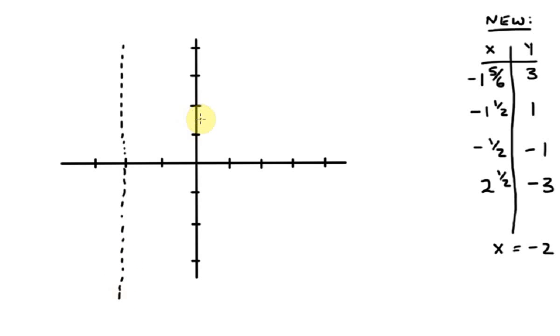Gives us a guide. And then we've got our points here. So we've got negative 1 and 5/6 is up at 3, so kind of like right about there. And then we've got negative 1 and a half is up at 1. And we've got negative a half is at negative 1. And then we have 2 and a half is down at negative 3. So what do we have happening here?